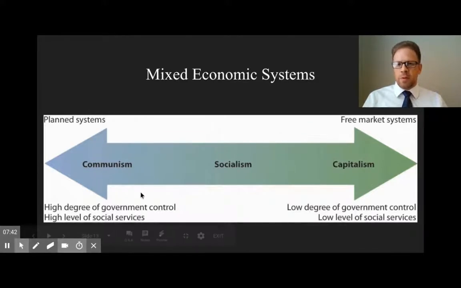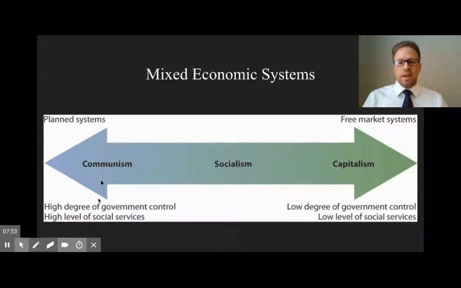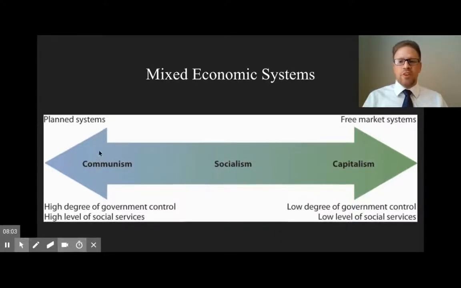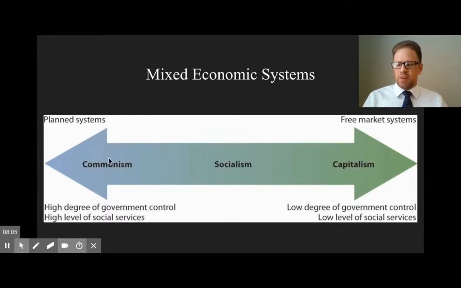Now, another mixed economic system at the complete other end is communism. And in this type, the government owns the factors of production, and production decisions are made as the result of government planning. Now, sometimes communism is also called authoritarian socialism. So just the term socialism doesn't actually mean communism, but authoritarian socialism, yeah, that's communism.